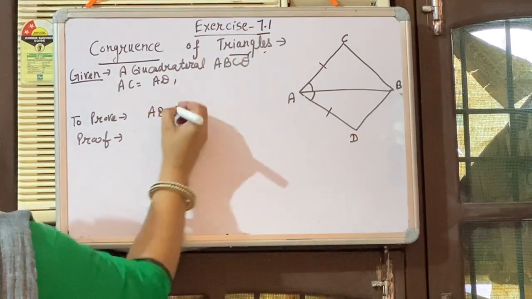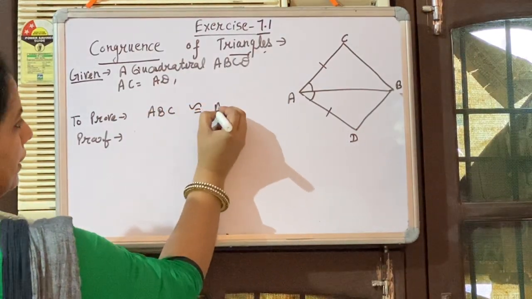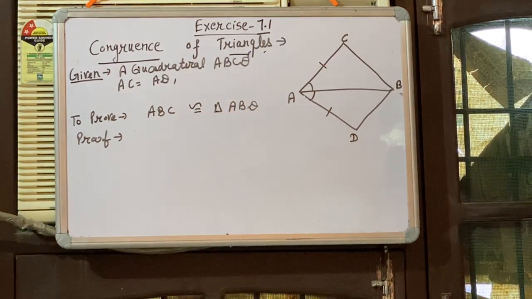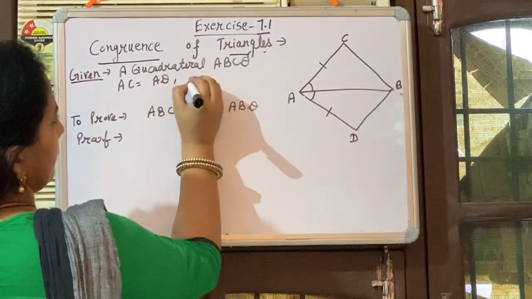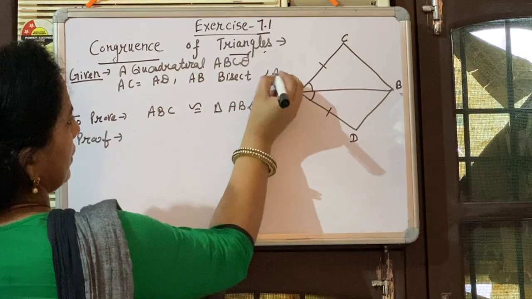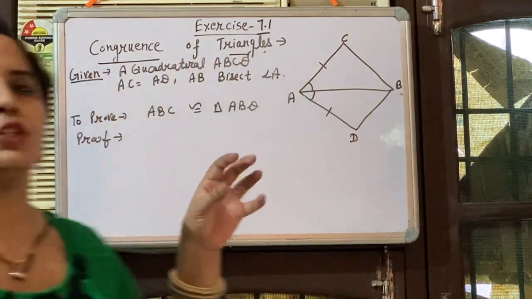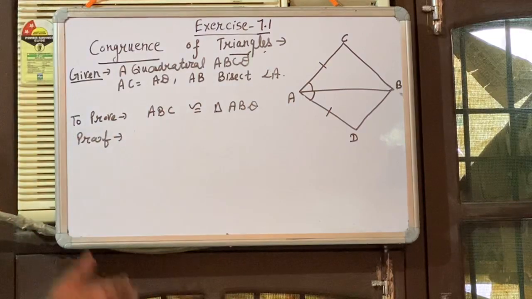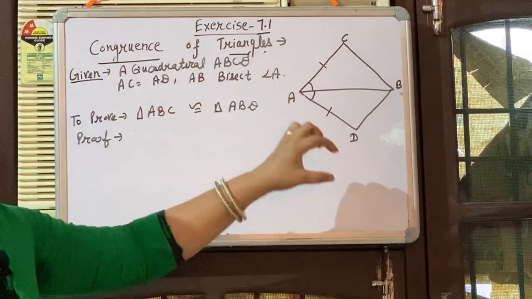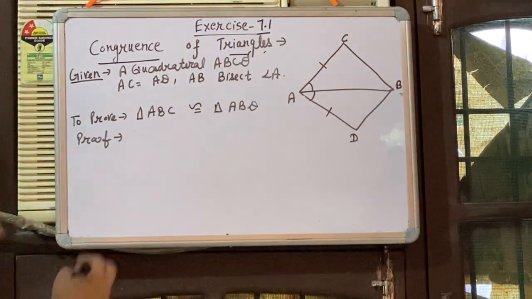triangle ABC congruent to triangle ABD. So for this purpose, what will you do? First of all, write in the given which you are given in the statement, then which you have to prove, write in the point to prove, then the solution you will do in the point proof.